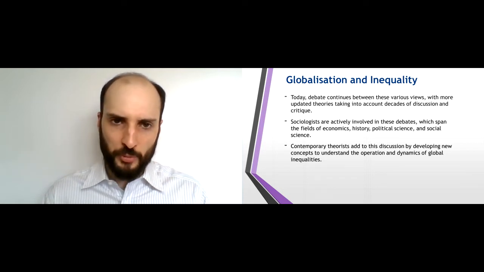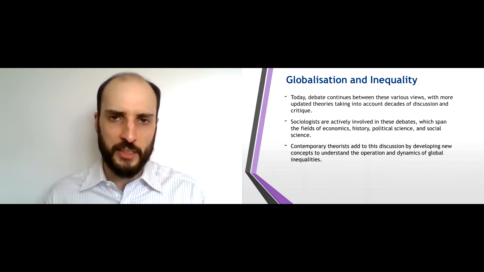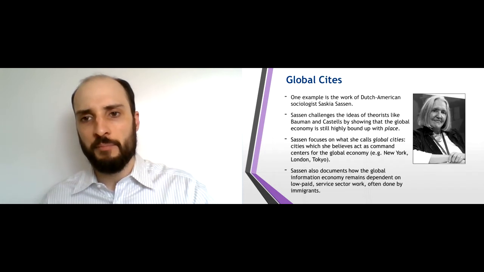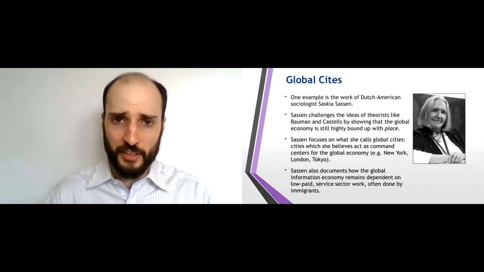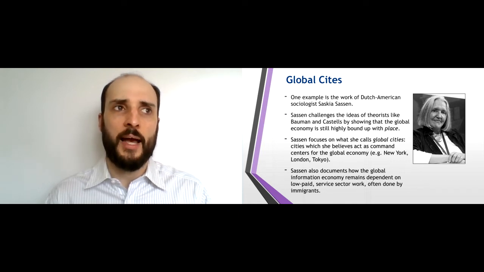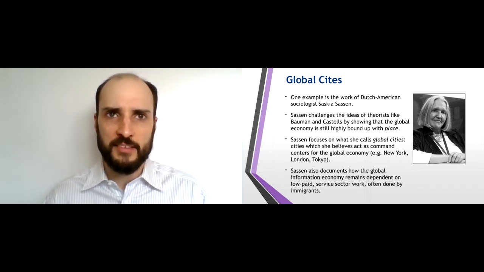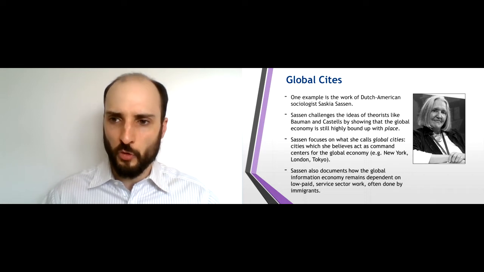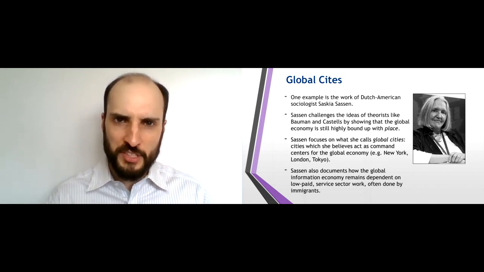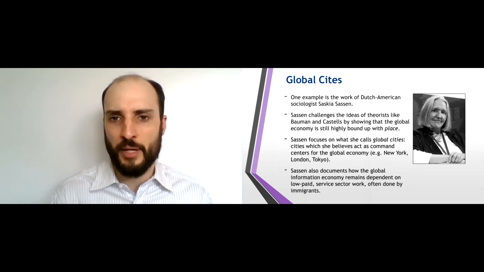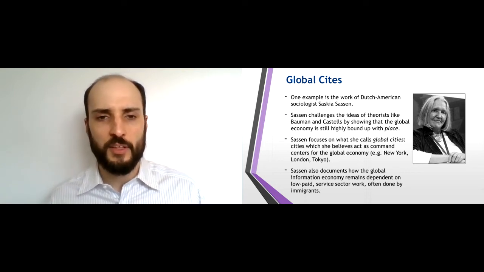I had an example of a theorist who you might be interested in here as well. This is Saskia Sassen. She is a Dutch-American sociologist. And I think what's really interesting about Sassen is that she does take this more global position on inequality, and she helps us temper some of the analysis of theorists like Bauman and Castells.